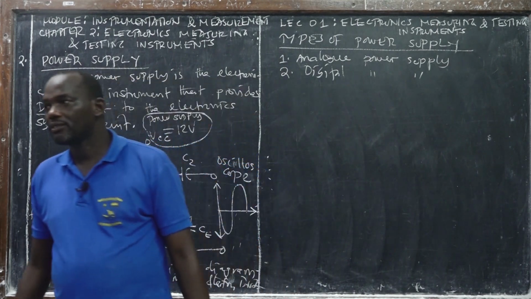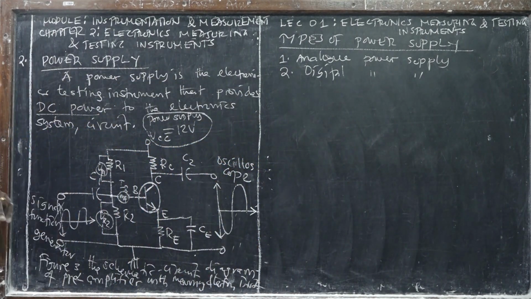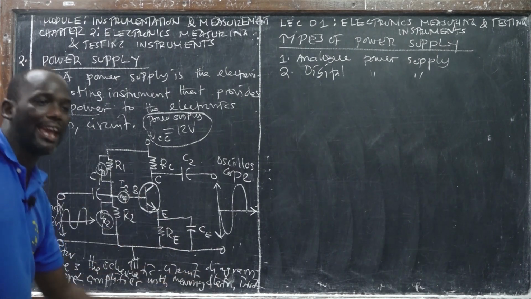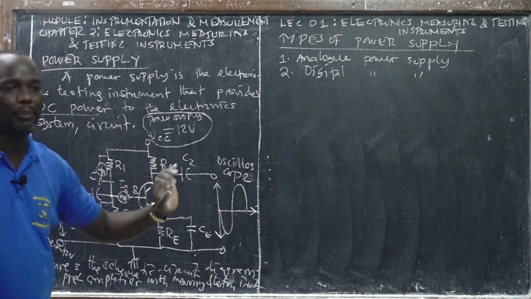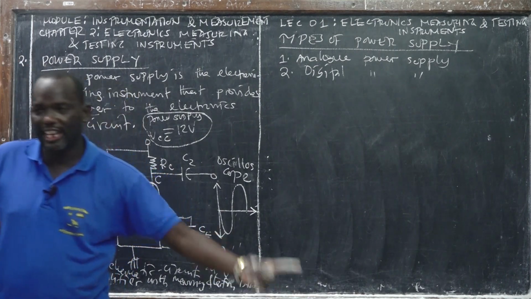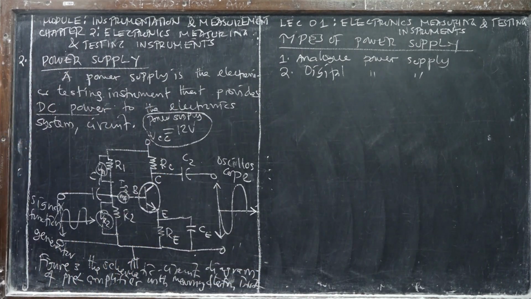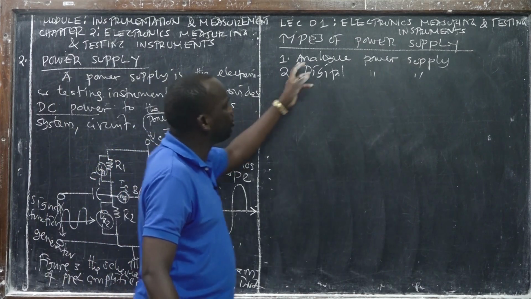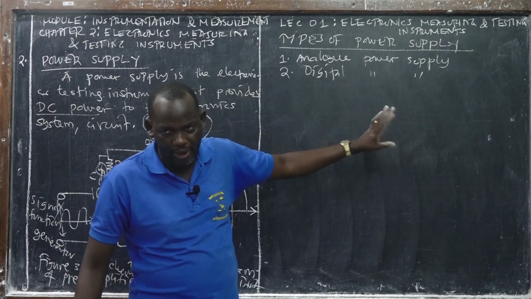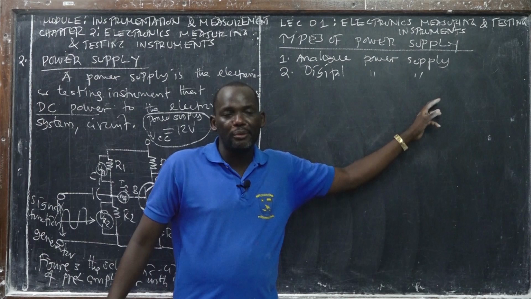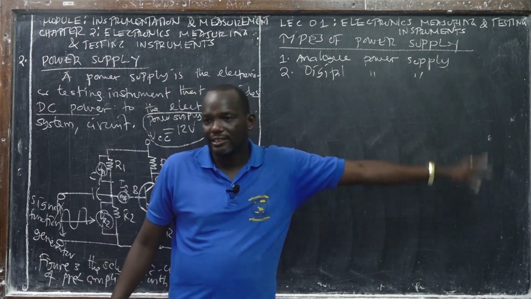Analog. Why? Because it has two scales. One scale displays what? Voltage. Another scale displays what? Current. So voltage is applied to the circuit and current is applied to the circuit. So it has a needle and scale. Okay, class? However, when you go for our workshop, I will show you analog. I've shown you analog power supply, and we'll be using digital power supply.